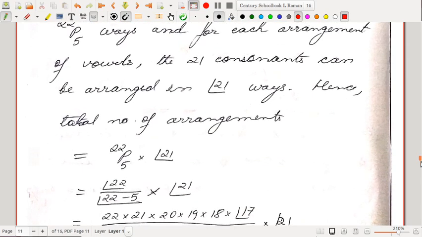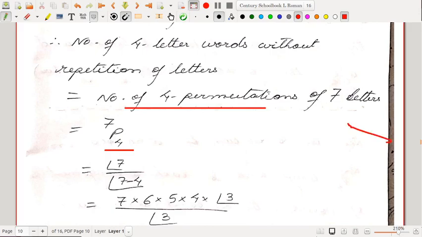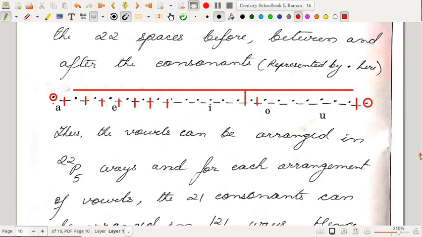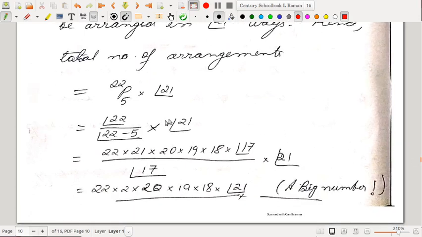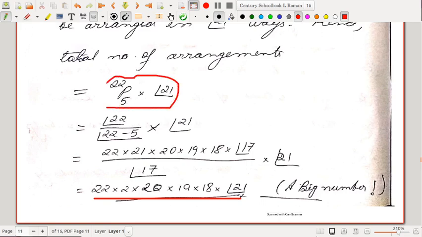So the total number of arrangements will be 22P5 multiplied with factorial 21. That comes out to be a very big number. I thought of calculating, but it's quite complicated. So we can leave it up to this: 22P5 multiplied with factorial 21. This is the total number of arrangements, right?